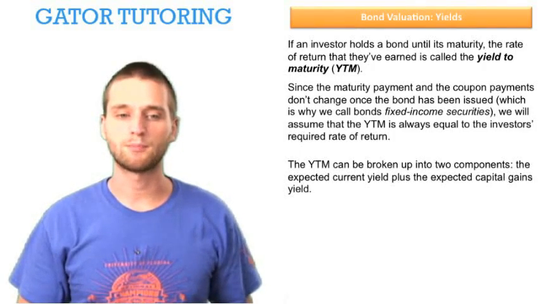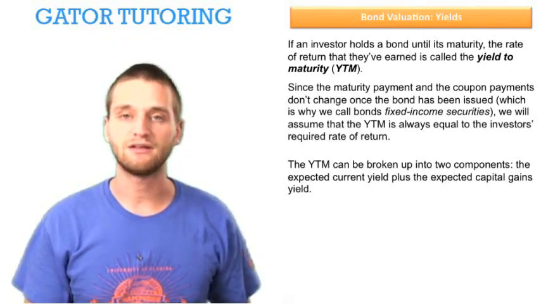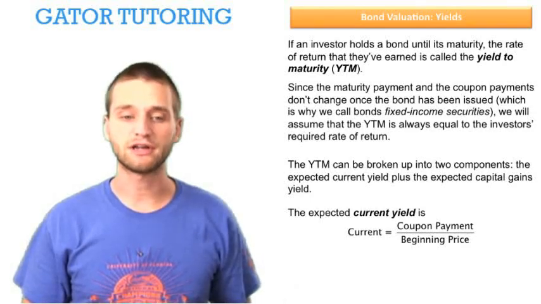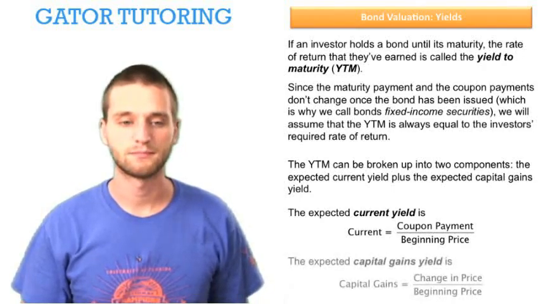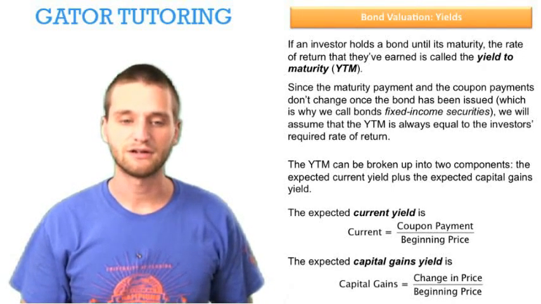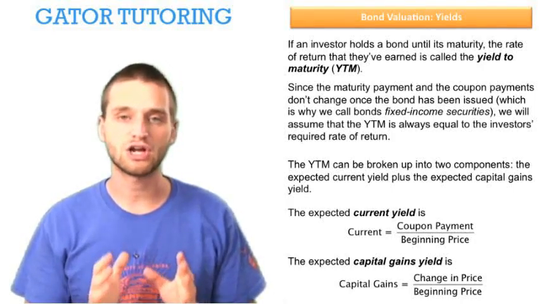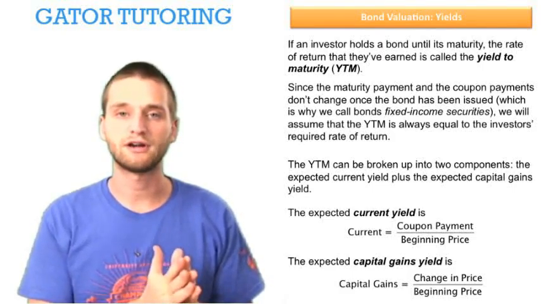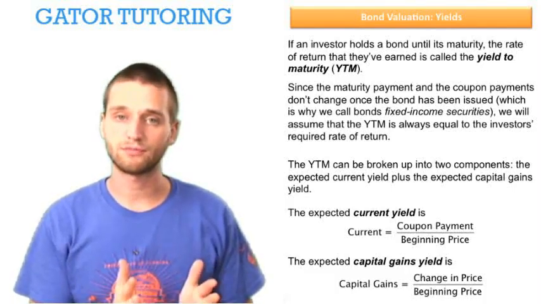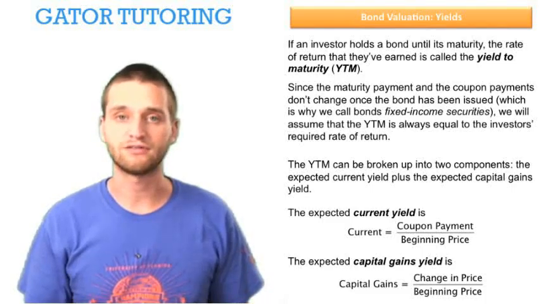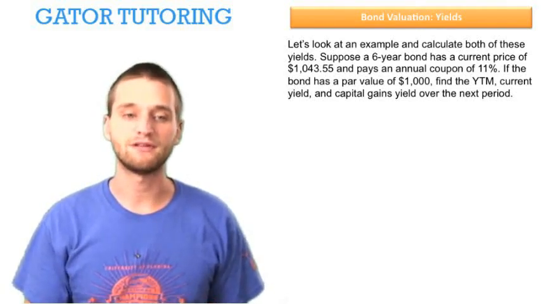The yield to maturity can be broken up into two components, the expected current yield plus the expected capital gains yield. The expected current yield is, by definition, the coupon payment divided by the beginning price. The expected capital gains yield is the change in price divided by the beginning price. And so since it's the change in price, we need to know what period of time we're talking about when we're calculating a capital gains yield. Is it the yield over the first period, over the first two periods, or over the entire life of the bond, etc.? So let's look at an example and calculate both of these yields.